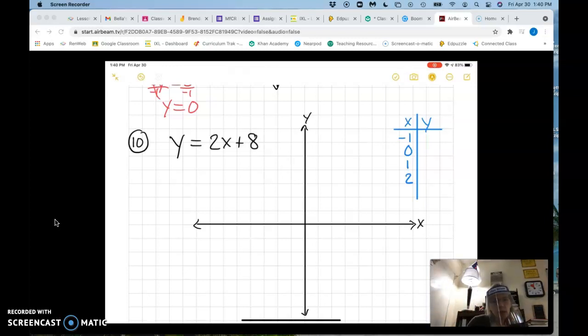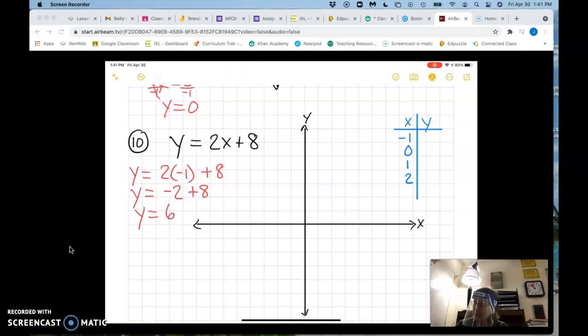All right, so we're going to use an XY table to graph this line. We picked 4 values for x, and we're going to plug them in and solve. So y equals 2 times -1 is my first x value, plus 8. 2 times -1 is what? -2. Awesome. And then bring down the plus 8. What is -2 plus 8? That'd be 6. Good.